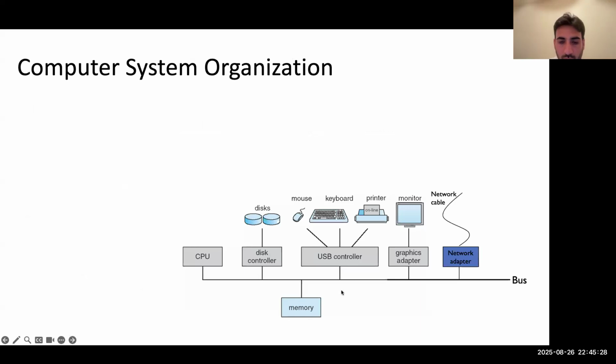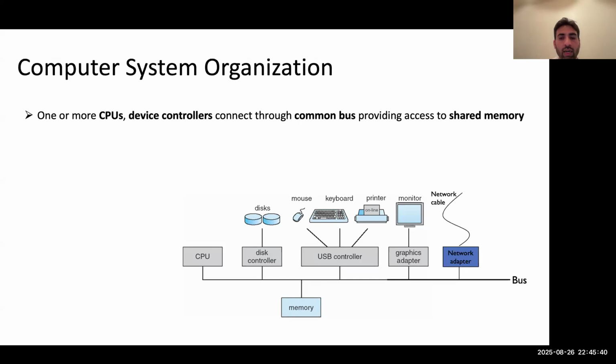Okay. We remember we had a look at this picture in the previous lecture, and we said that a typical computer consists of a CPU and memory, and then a bunch of different kinds of controllers, and all of them are connected with each other through a system bus. So here we have one or more CPUs. Let's say initially we assume we have only one CPU, some device controllers, a common bus and a shared memory. The common bus is responsible for connecting all these devices with each other.